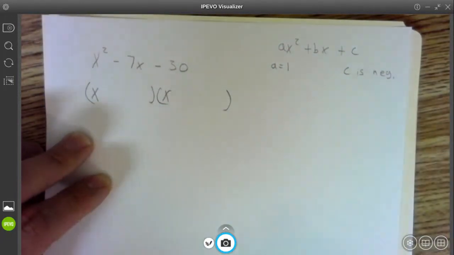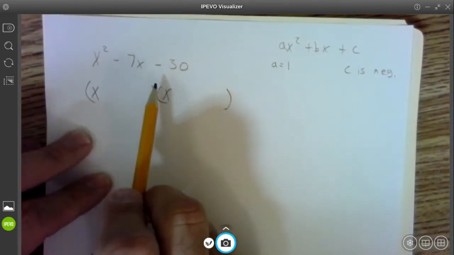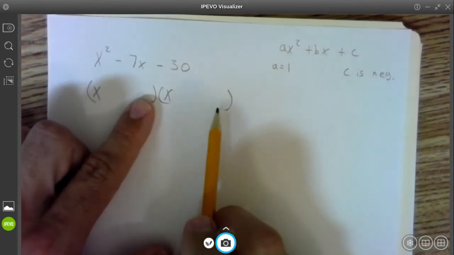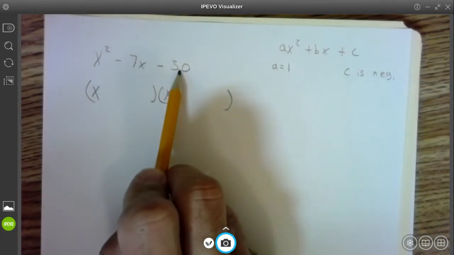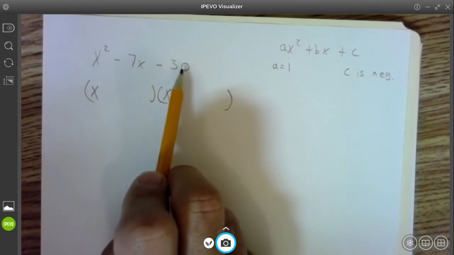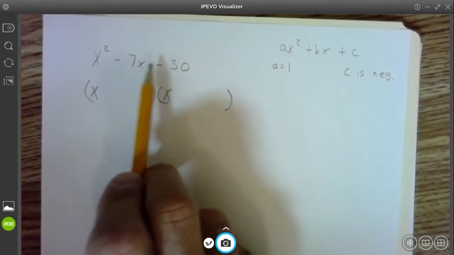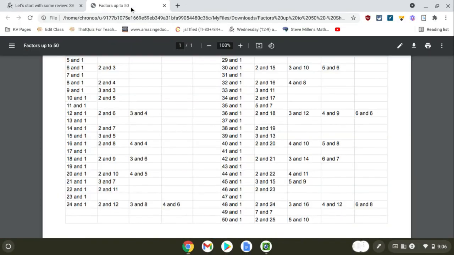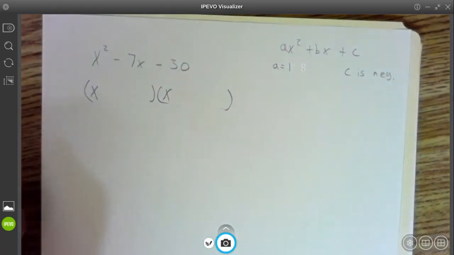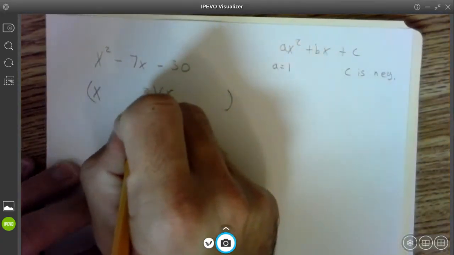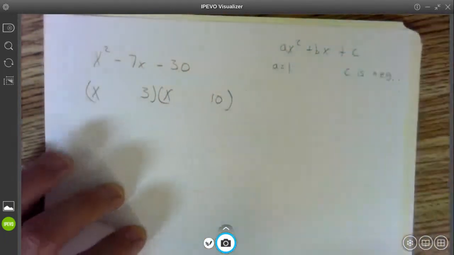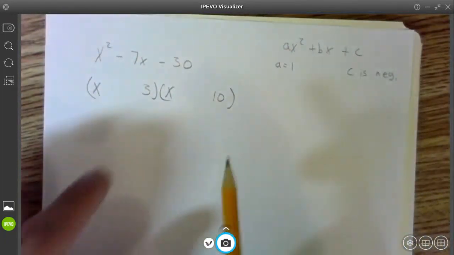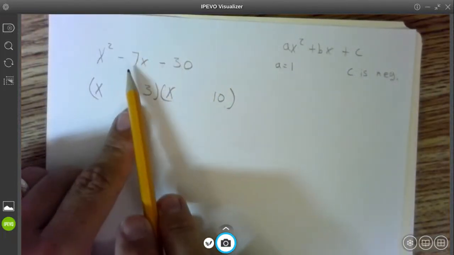The trick here, the way that you would say it this time, is you want two numbers that multiply to 30 and subtract to give us 7. You may already have this in your head. For 30, we want them to subtract to give us 7, so that's going to be 3 and 10. So my numbers are going to be 3 and 10. And again, right now, the order does not matter.